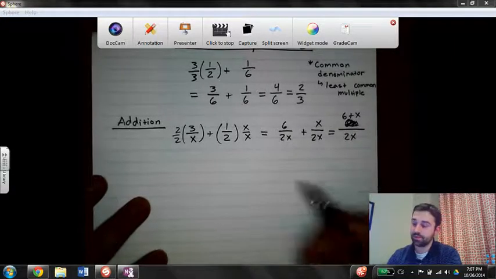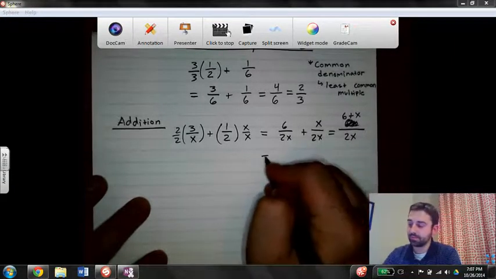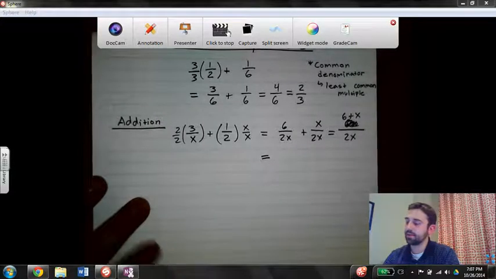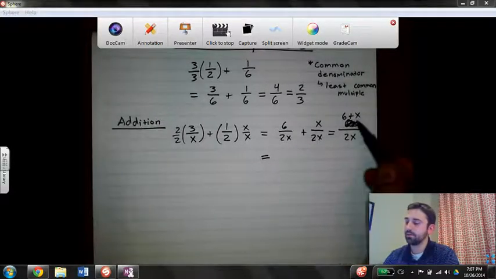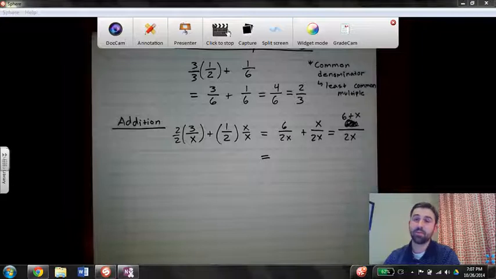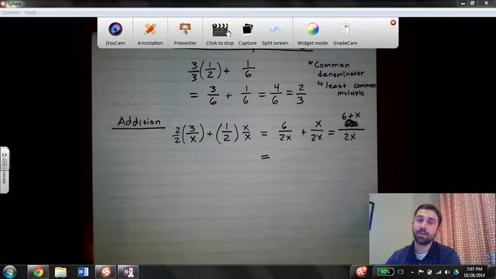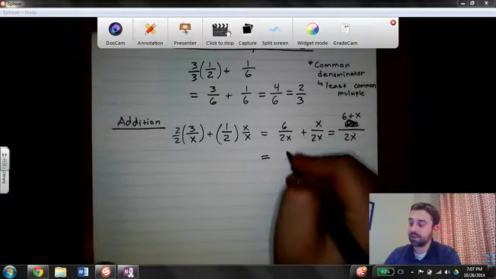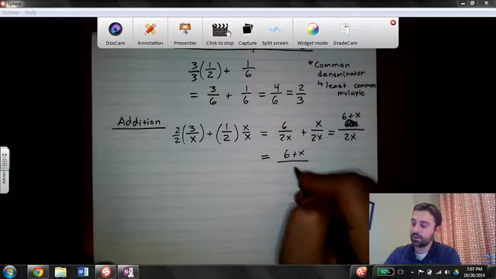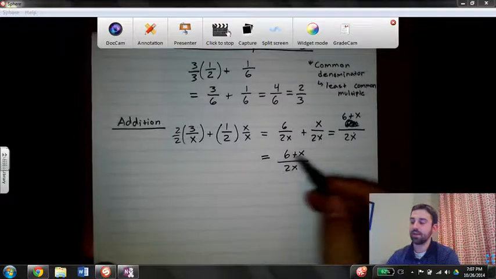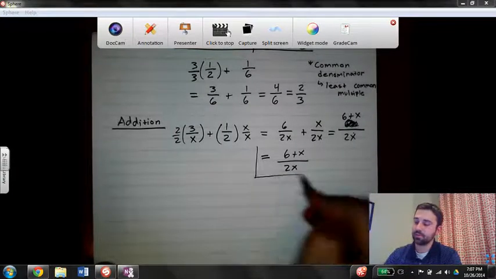After this, I want to make sure I simplify. And to simplify this, you would look to see if you could factor anything out from the numerator, and then look to see if you could factor anything out from the denominator, and then attempt to cancel. In this case, I cannot. And so I'm left with 6 plus x divided by 2x.